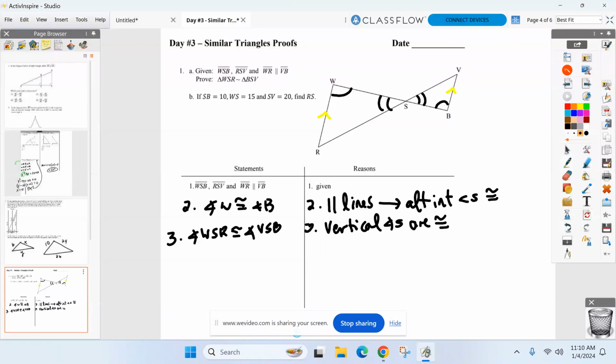I got to work on my tildes. But everyone's good. You do not have to mention the verticals if you go with both pairs of alternate interiors. And then now we're good. Step 4, the triangles are similar. Triangle WSR is similar, everybody, right? Get out of that congruent habit. BSV, angle.